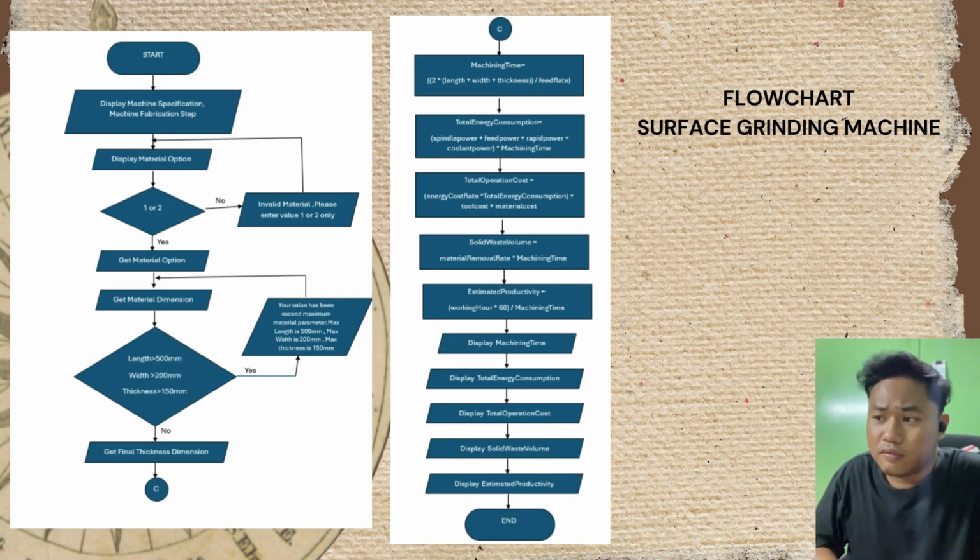This is the flowchart for the surface grinding machine. First is start, and then display machine specification and machine fabrication step, then display material option. After that we get the material dimension, then process the equations for machining time, total energy consumption, total operation cost, solid waste volume, and the estimated productivity, then display the equation. After that, end process.